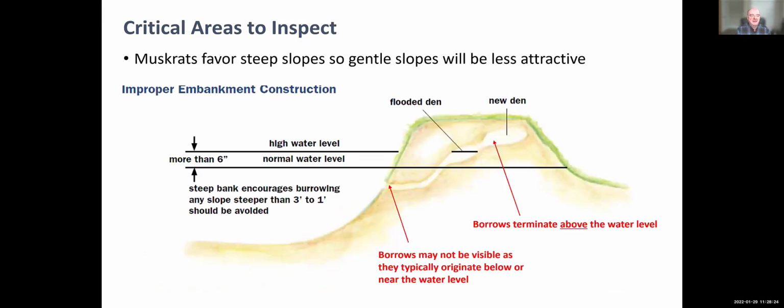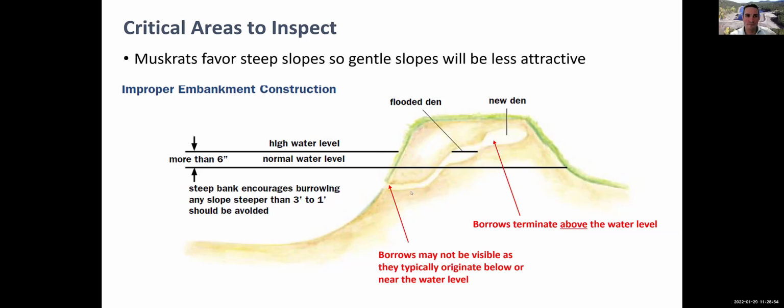I'm not a muskrat or beaver expert here. Some of you listening might know a lot more about that than I do, but muskrats tend to favor a steeper slope to tunnel through. So if you have a very gentle upstream slope on your embankment, it'll be less attractive for muskrats to start digging holes into the embankment.